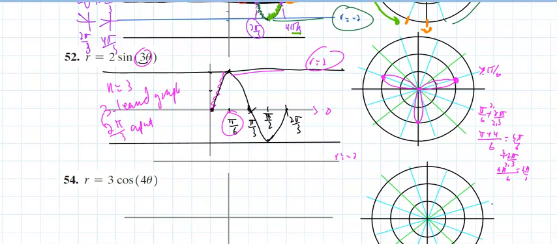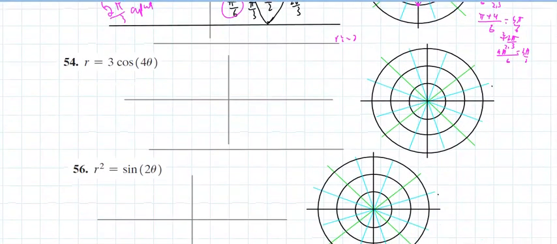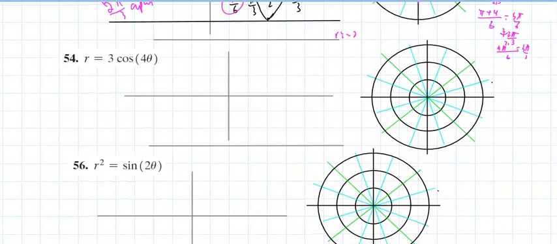And that's how the graph looks. Now I am running out of time, so I'm going to skip 54 and go straight to 56. Actually, I'm going to modify... No, yeah, that's fine. Let's do number 56. I'm running out of time.